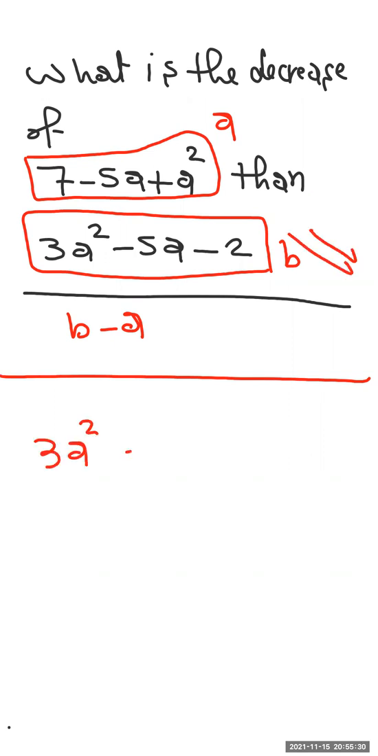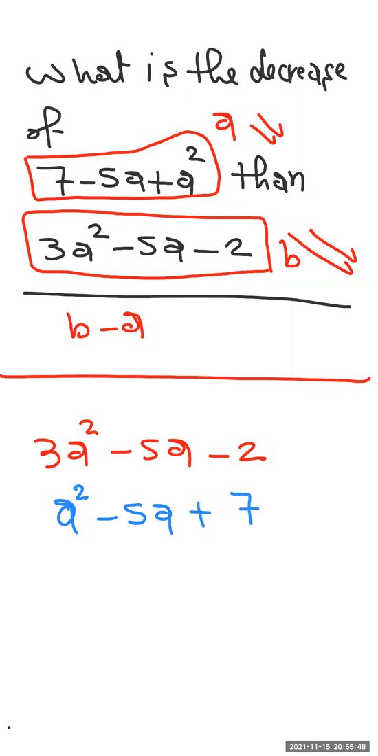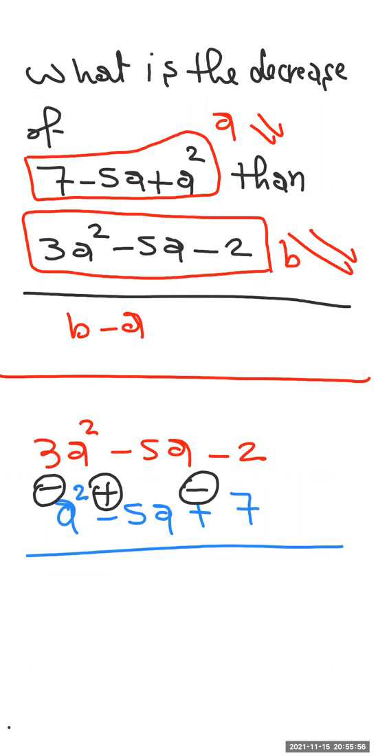3a squared minus 5a minus 2. Then write down the first expression. Don't forget to rearrange the terms as we said. So start with a squared, then minus 5a, then the number plus 7. Next step, change the signs: minus, plus, minus. Then 3a squared minus a squared is 2a squared. Negative 5a plus 5a is 0. Negative 2 minus 7 is negative 9. Finished.